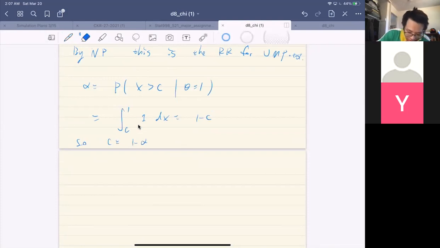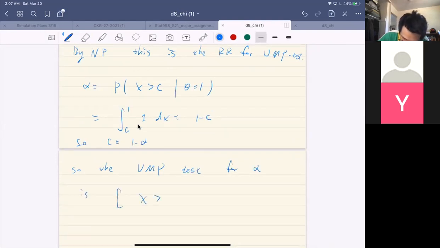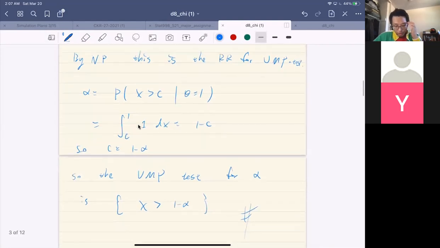So the UMP test of size alpha is to reject if x is greater than 1 minus alpha. Okay, that's all.